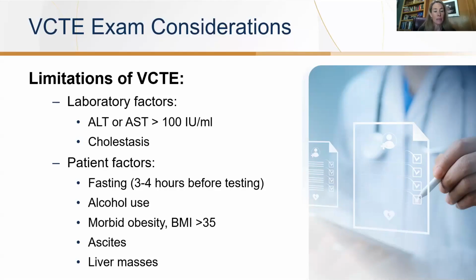Similarly, cholestasis can cause the FibroScan to overstage fibrosis. We do advise our patients to fast for at least 3 hours before a FibroScan, and there have been some studies that show that if a patient ate before a FibroScan, that could increase the liver stiffness measurement by up to 26%, which is significant. Again, alcohol use prior to the test could skew your results. Morbid obesity, BMI greater than 35, which of course is not uncommon in our MASLD MASH population, as well as ascites and liver masses, can really interfere with image acquisition as well as the diagnostic accuracy of the test.